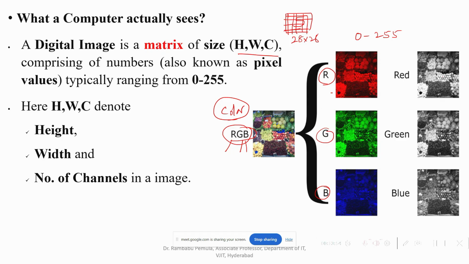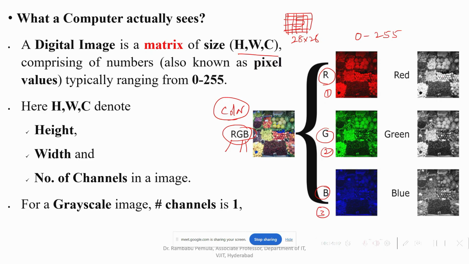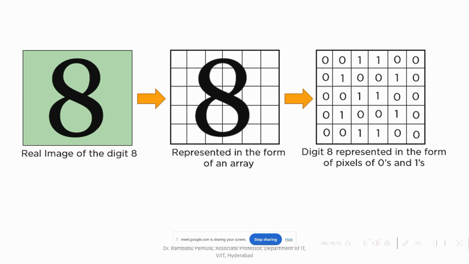Now, how many channels are there here? Three channels. This is channel 1, channel 2, channel 3. For the color image, we have three channels. And for a grayscale image or black and white image, we have only one channel. There are no multiple channels. Now, for a color image, we have three channels. Now, this is the real image.